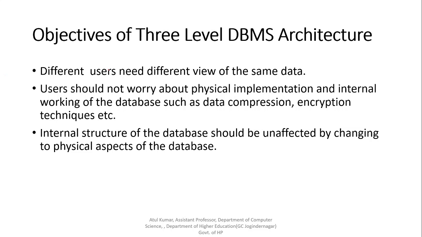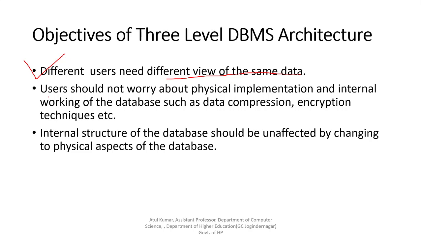The main objectives of the three level DBMS architecture include, first, that different users need different views of the same data. Suppose in the case of our college system, we have clerical staff. One clerk has access to just the fee level database of the student, another has access to the examination level of the student. So different users have different views of the same data. This is the first objective of the three level DBMS architecture.